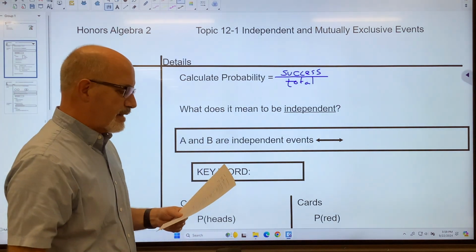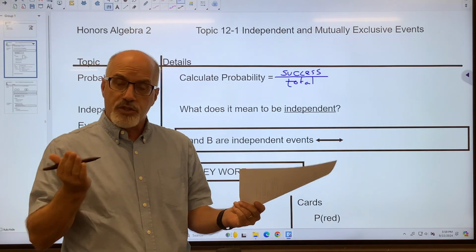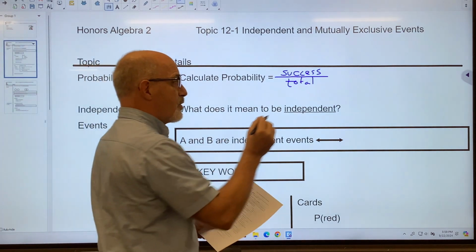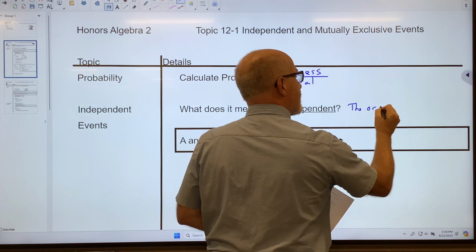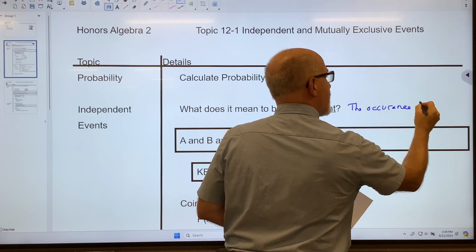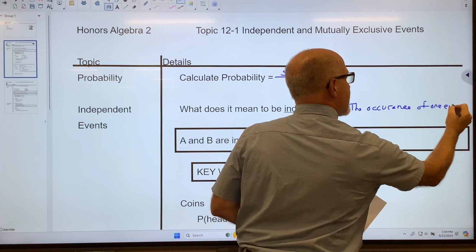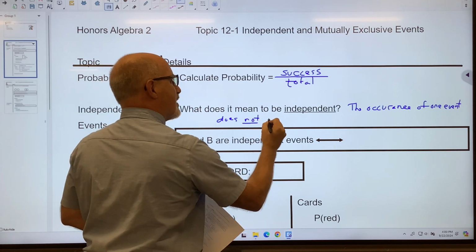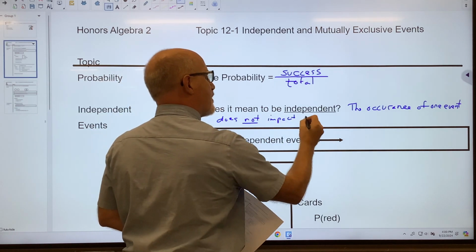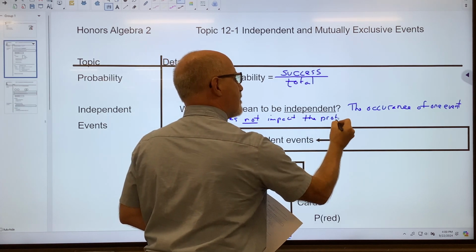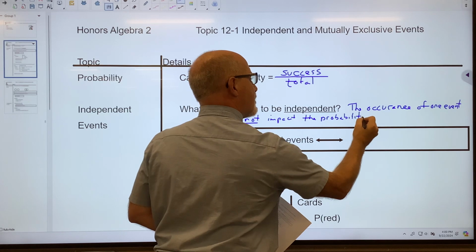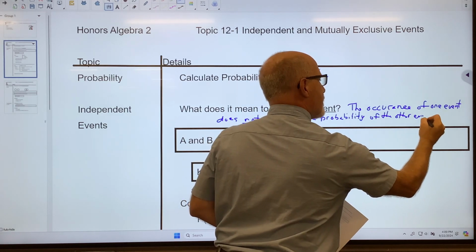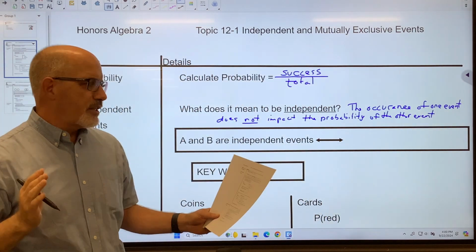So what does it mean to be independent? Independent is when you have two different things that you're measuring, two different events, that the occurrence of one event does not impact the probability of the other event. So there are two things that don't influence each other's probabilities.